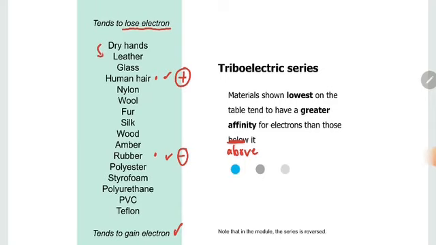So even if nag-rub ka ng dalawang material o surface na nandun sa taas, for example, dry hands and leather, kung alin yung nasa taas, yun yung mas magiging positive. Kahit na both of them are on the upper end of the spectrum. Okay? So, kung titignan nyo yung module, note ha, baliktad yung series na to. So, yung mga nasa taas, sila yung may mas mataas na electron affinity if you will use the module as the basis. But I use this particular series kasi mas kompleto yung materials na makita natin dito.